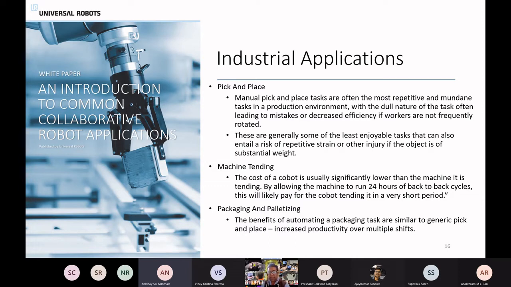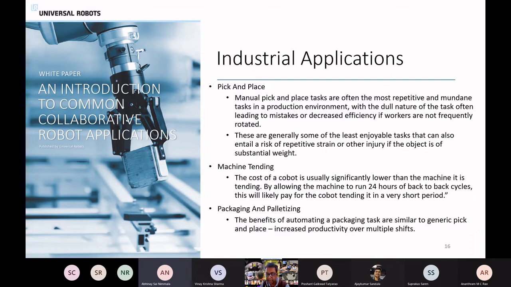One is the pick and place operation, where manual pick and place tasks are often the most repetitive tasks, and also increase boredom, fatigue, and may increase chances of accident. A cobot or collaborative robot will be very suitable for such an operation. Similarly, machine tending can reduce fatigue or the requirement of manpower, and even during off work hours the cobot can tend a machine. And the cobot can also be trained for tending machines pretty quickly.